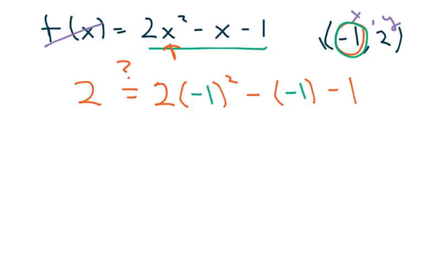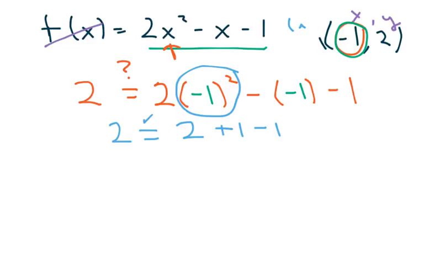Remember PEMDAS, so we have to square this first. -1 squared is 1, so you do this part first. So that's 2 times 1 is 2, minus a negative is going to be +1, then -1. And that does indeed equal 2. So yes, it's a point on the graph. So that's the first question we ask.